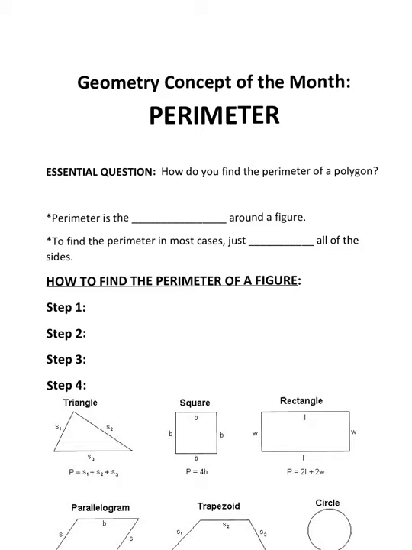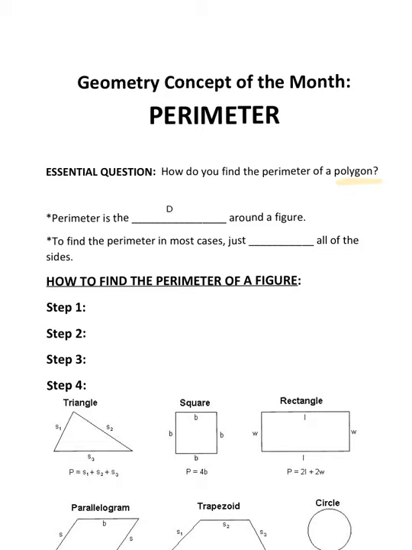So just a quick little review. What is a polygon? A polygon is simply a shape with many sides. So when we think about different shapes, we think about triangles, squares, rectangles, trapezoids, and other polygons that have multiple sides. Now when we look at perimeter, the perimeter is simply the distance around a figure.